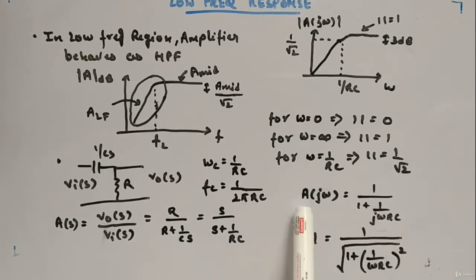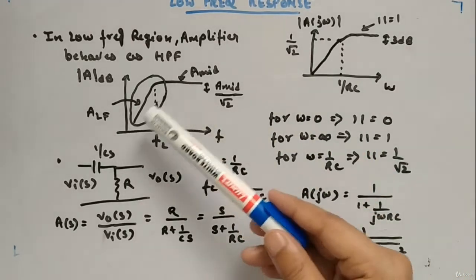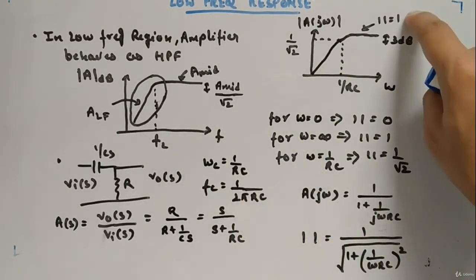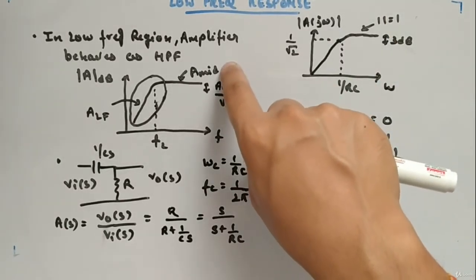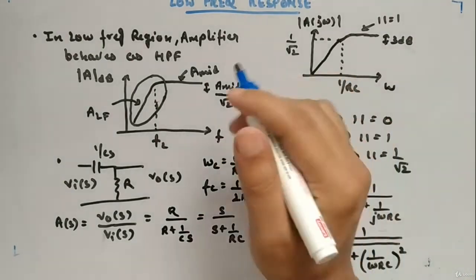Now you can write this here. You can see the gain A of j omega is 1 by 1 plus 1 by j omega RC, or the magnitude is 1 by under root 1 plus 1 by omega RC whole square. So what is the similarity between these two? The curve looks exactly similar, only the magnitude is different. Here it is A mid, here it is 1. Remember, this is a constant quantity.